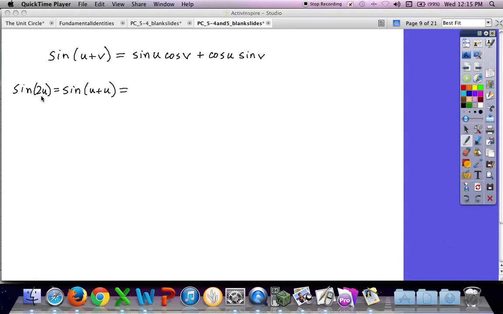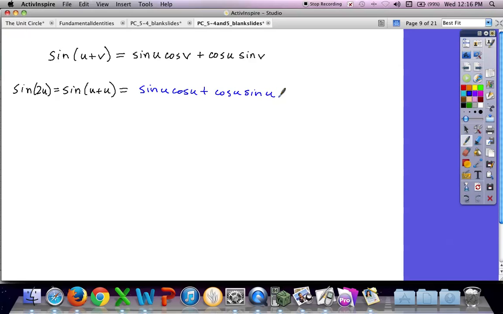If you want to know what the sine of 2u is, then write it like sine of (u plus u). So we can use our formula for the sine of the sum. It's just that actually both of the angles are the same thing. Right? We don't have a u and a v. We just got a u and a u. So when I use this formula, it'll look like sine u cosine u plus cosine u sine u.